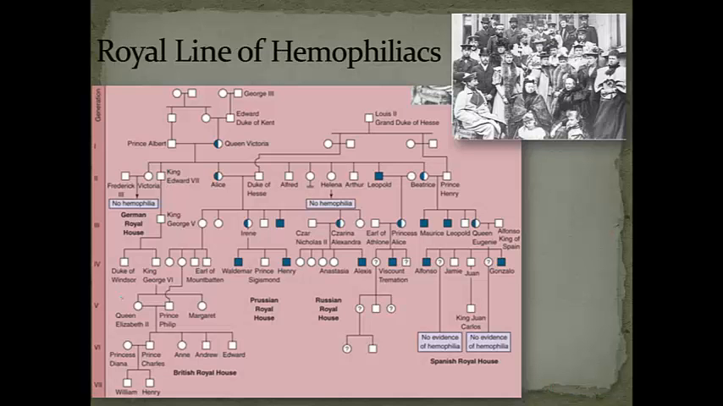Little trivia for you. Queen Victoria was a carrier for hemophilia, and her children carried it into just about every royal family in Europe, except for England. England is clean, but everybody else has it. Mainly because if you look closely, you'll see that they're all really inbred, because royalty has to marry royalty. So there's that.